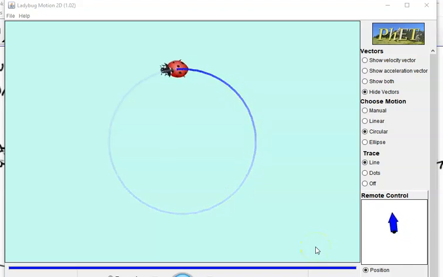Let's take a look at the motion of this ladybug going in the circle, and we're going to time how long it takes to go around once, which will give us the period. Ready, set, go. 1001, 1002, 1003, 1004, 1005. Probably just over 5 seconds, but let's call it 5, just to make it easy. So 5 seconds to go around once means the ladybug has a period of 5 seconds.